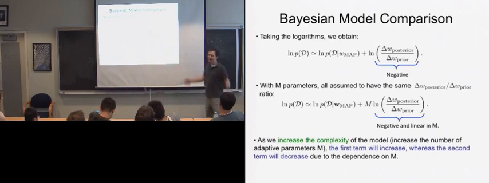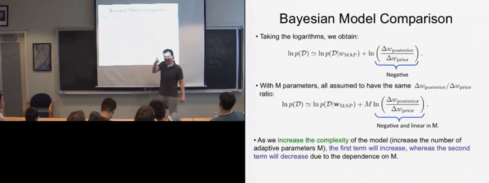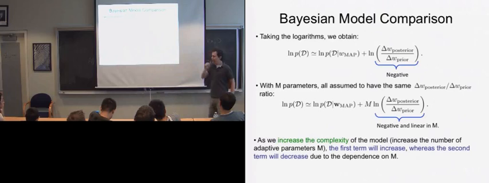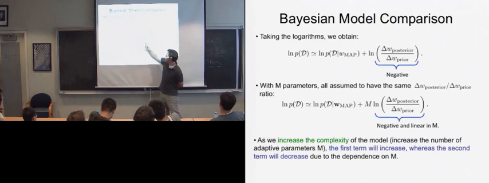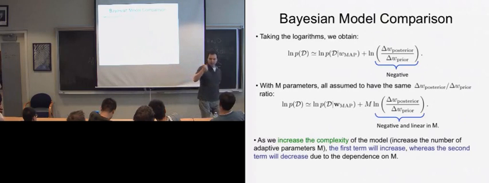And that's always the case. If I get to observe 1,000 data points, I fit a 1,000-degree polynomial, I can fit the training data perfectly. So as I increase the complexity of the model, I can make this larger and larger. Whereas the second term will decrease due to this dependence on the number of adaptive parameters.